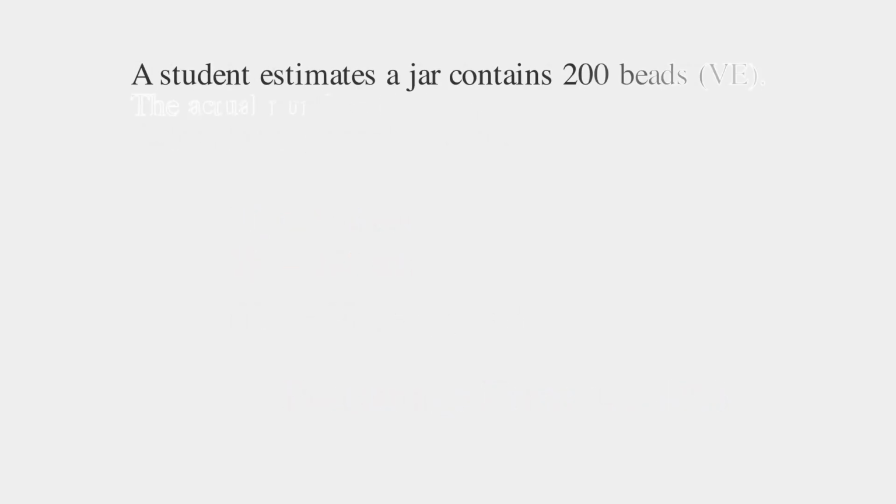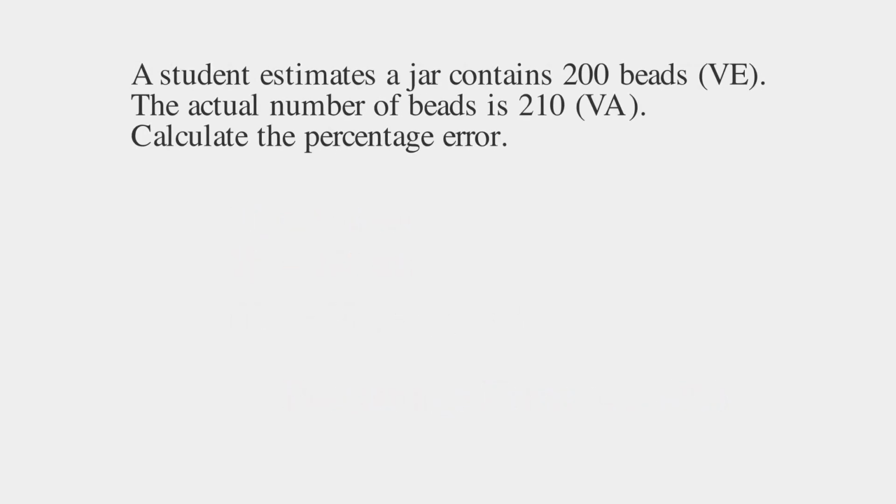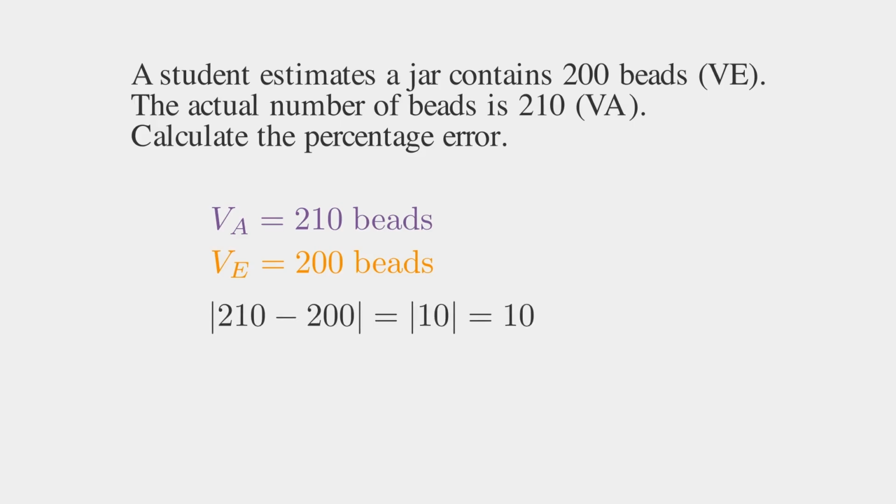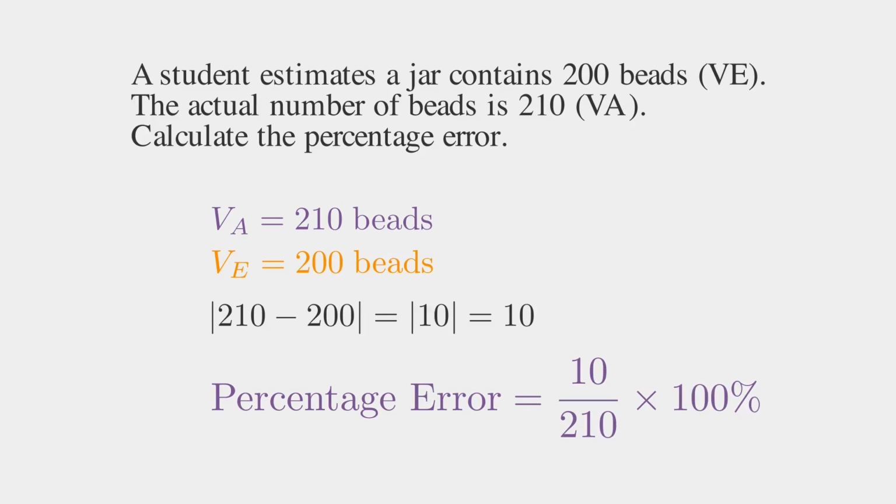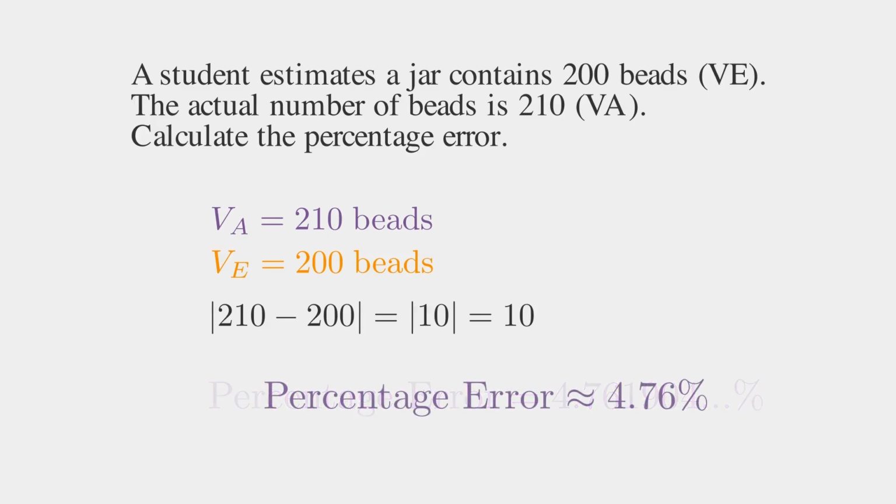Now if you look at example 2, a student estimates a jar contains 200 beads and the actual number of beads was 210. Now calculate the percentage of error. In this case, if we apply the formula, V_A is 210 and V_E is 200. So the difference is 10 in absolute value. And now divided by 210 and then multiplied by 100% to get approximately 4.76%.